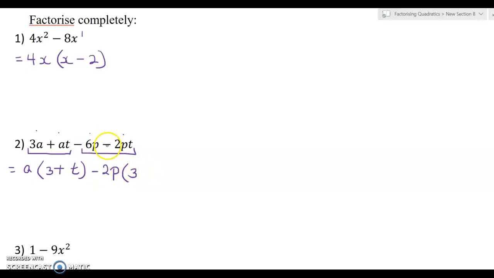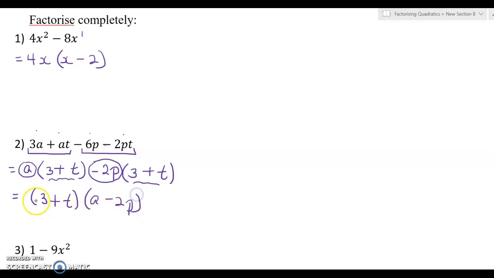And now we have a minus sign here. In order to get back a minus, you'll have to put a plus, because a minus multiplied by a plus will give me back the minus. And remember, the goal is to have the same thing in the 2 brackets, right? And then 2p by t will give me that 2pt. And again, you see you have the same thing in the 2 brackets. So then our final answer will be 3 plus t, and the second bracket, remember, you put what's on the outside, that will be a minus 2p. So a minus 2p. And that's my final answer there.